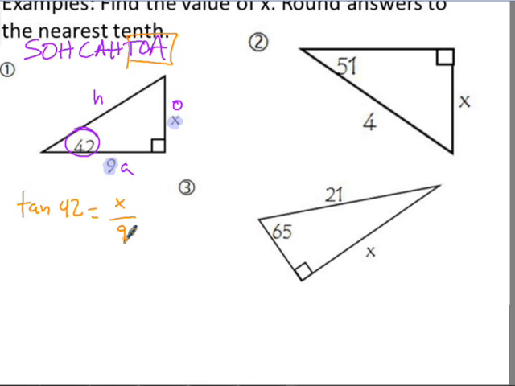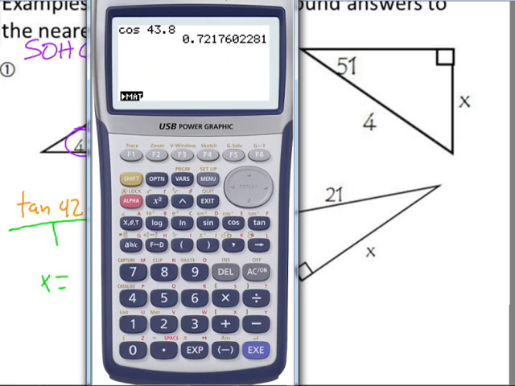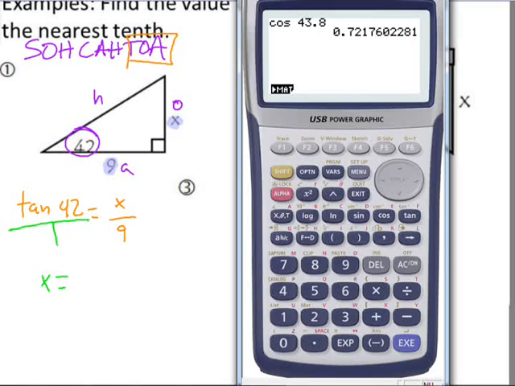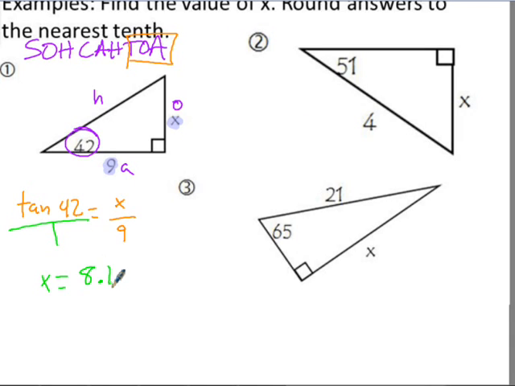Okay? All we do now is cross multiply. This is actually over 1. X times 1 is x. And then all we do in our calculator is the tangent of 42 times 9. We literally just put it in exactly like that. Tangent of 42 times 9. And so for this missing side, we get, and the directions say to the 10th, 8.1. And that's it. Go ahead and pause the video, see if you get answers for 2 and 3.